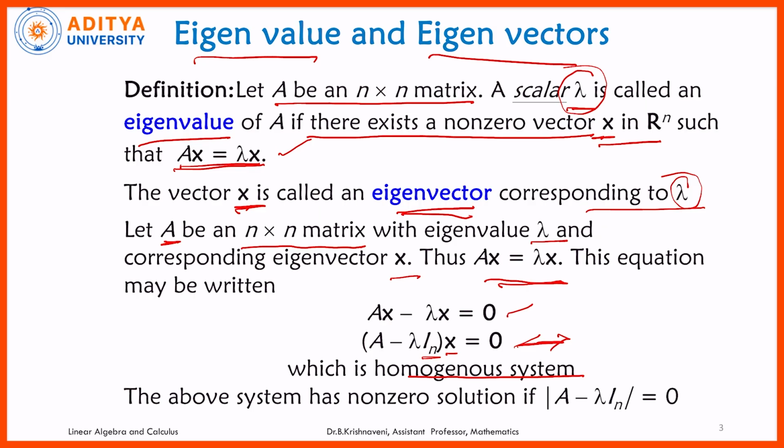And we all know that it has a non-zero solution if the determinant of that matrix, that is, A minus lambda In, is equal to 0. Otherwise, the system has only the zero solution. Why are we calling this a non-zero solution? We call lambda an eigenvalue if there exists a non-zero vector x which is an eigenvector. So this system must have a non-zero solution. It has a non-zero solution whenever this condition holds. What is that condition? Det of A minus lambda In is equal to 0.